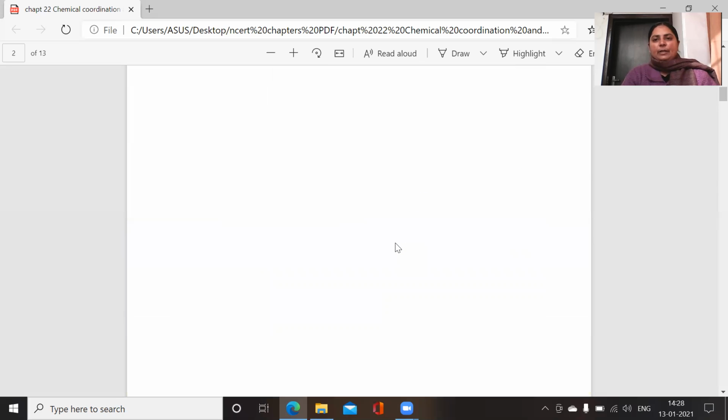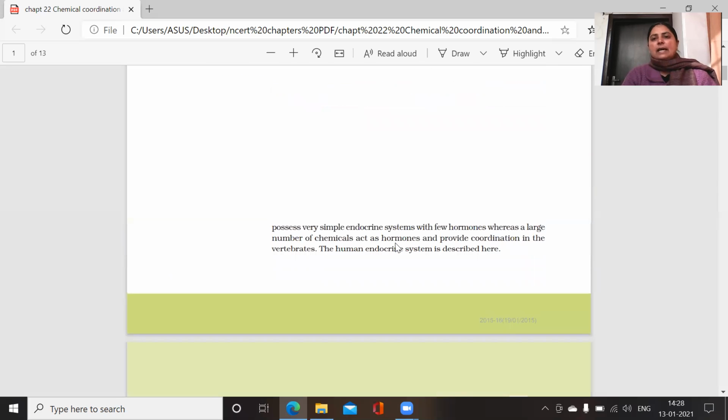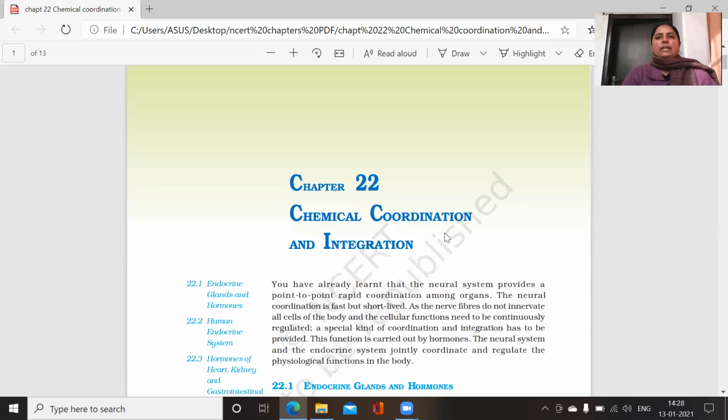Okay students, I am very much hopeful that the concept is clear to you. So please revise your chapter, go through the chapter and learn the names of the hormones that are produced by the different lobes of the pituitary gland. So that's all in today's lecture, students. So read the chapter carefully.